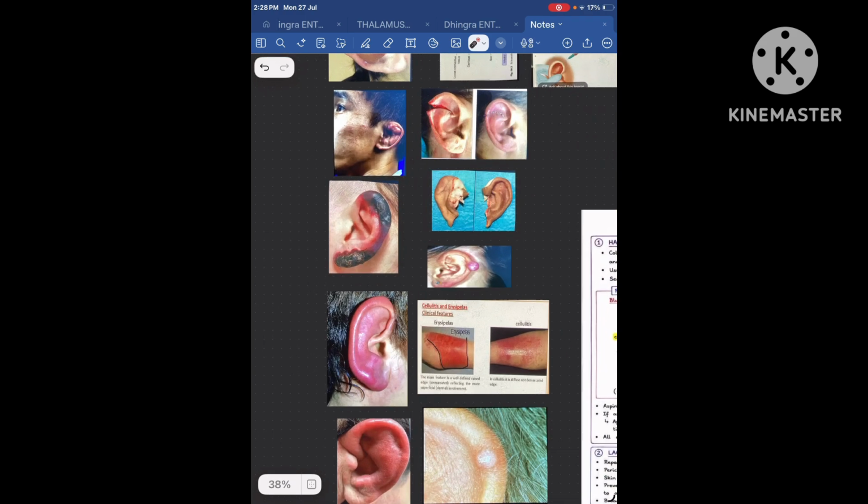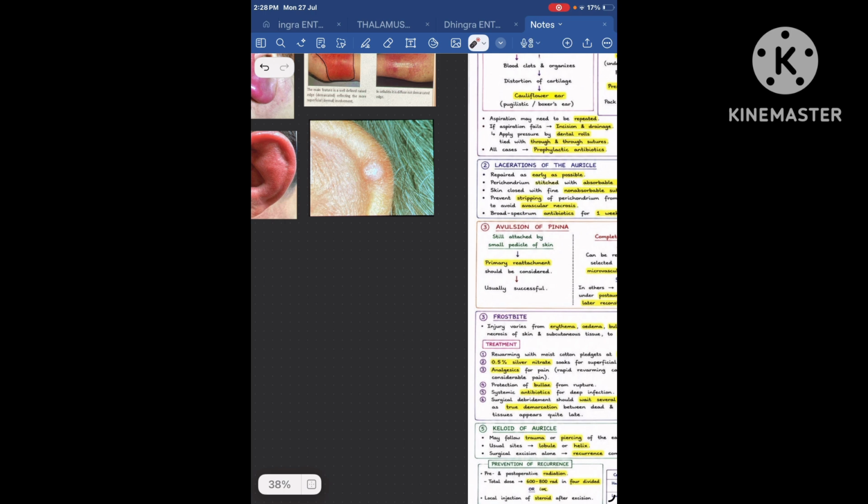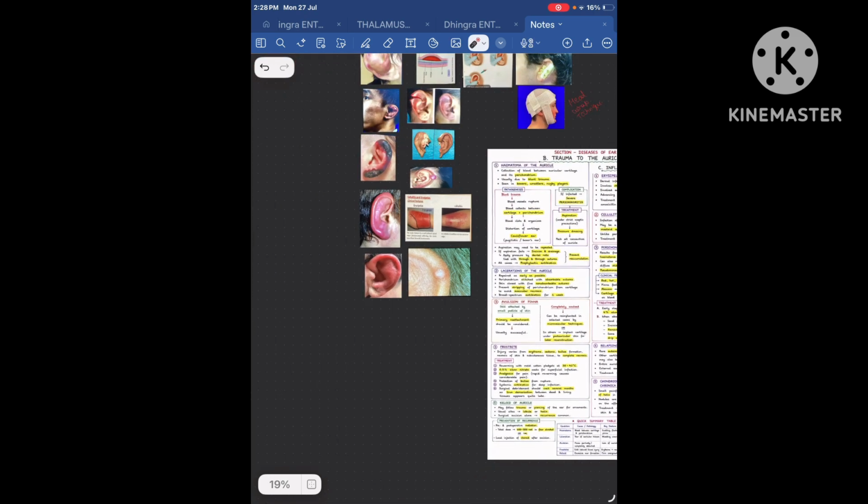Avulsion means the full ear has been removed, the full auricular pinna. That is the avulsion part. If some part is still attached to the pedicle, we do primary reattachment. If it is completely removed or avulsed, we have to re-implant in selected cases by microvascular techniques, or implant cartilage in the post-auricular skin, or do a later reconstruction. That is what we have to do.